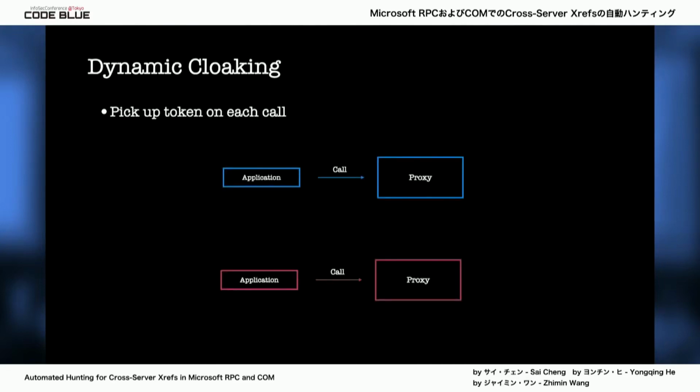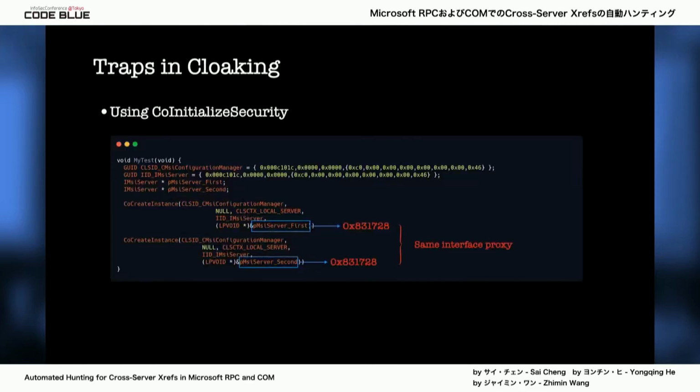For dynamic clocking, the token is selected during each call. If we create the same instance twice in the same apartment and the interface pointer that should be released for the first time is not released, as shown above, then sometimes we will find that some COM classes return the same interface proxy.